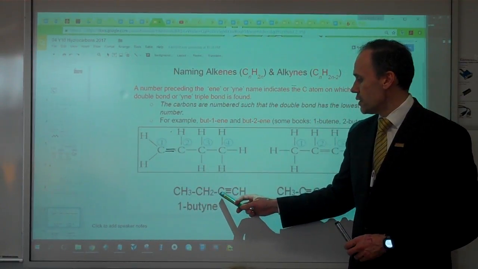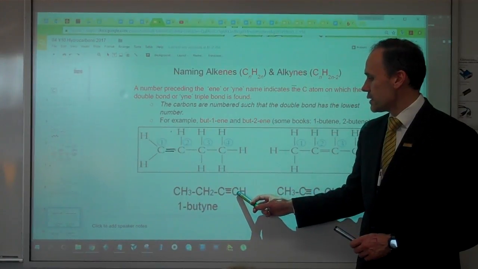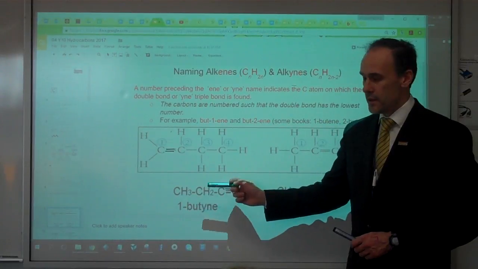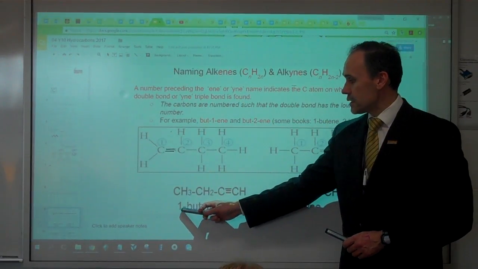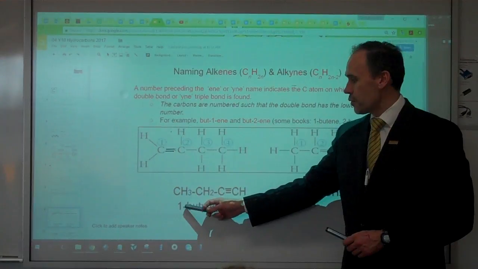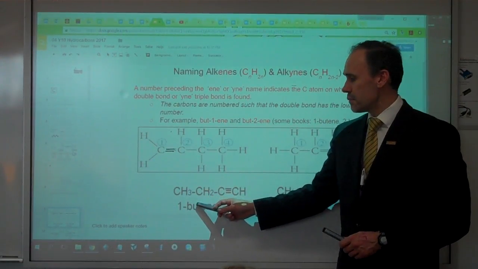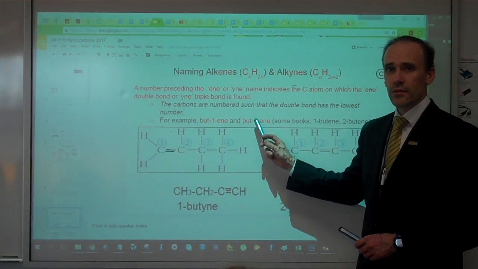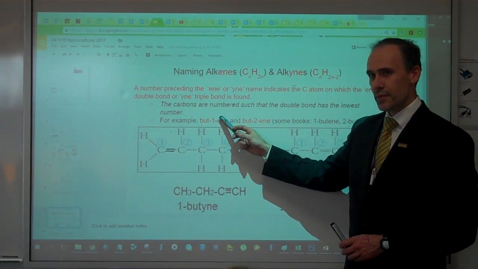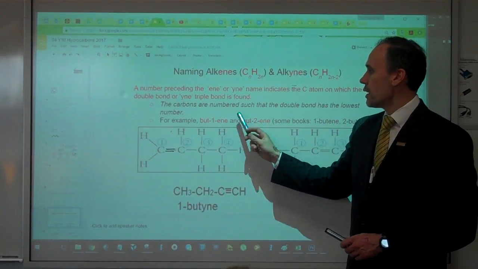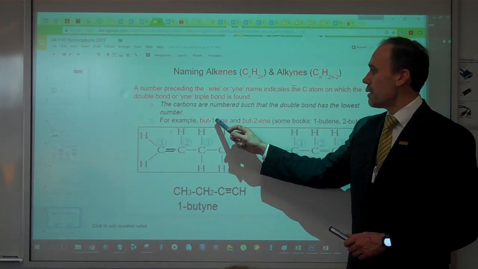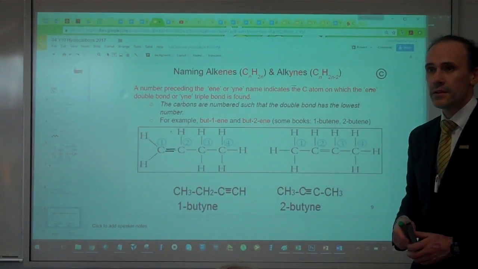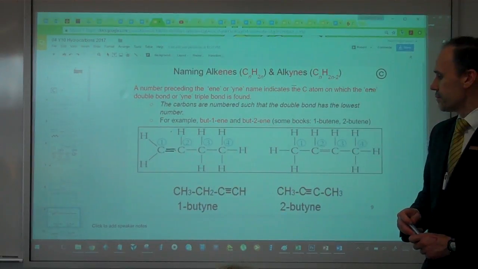CH3, CH2, C, triple bond, CH. So this is the first carbon reading that way. Now in this particular textbook, this is butyne and they put the 1 in front. That happens in some textbooks, but I confirmed with Mr. Waldron yesterday, we will be using this nomenclature. So we'll be using the but-1-ene, but-2-ene. We'll be putting the number before the ene or the yne. Yes? And also making sure we don't have to show the single bonds.